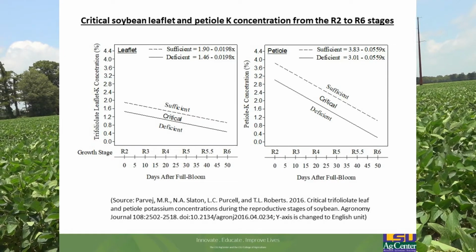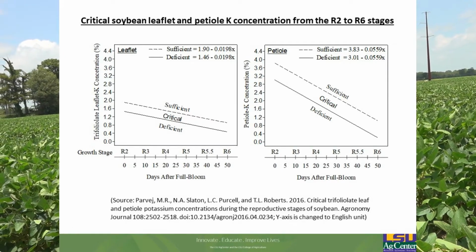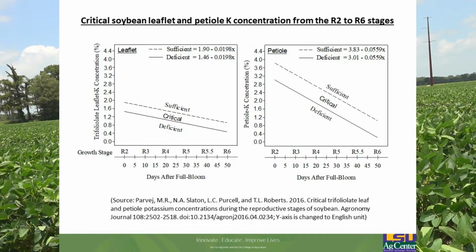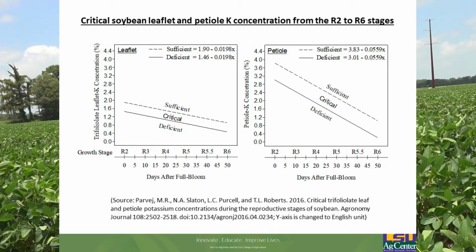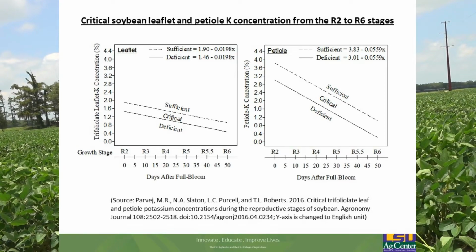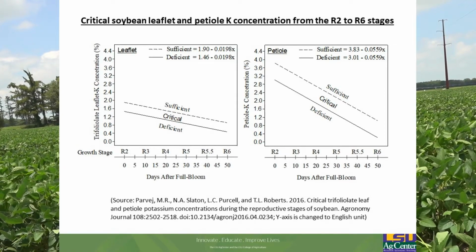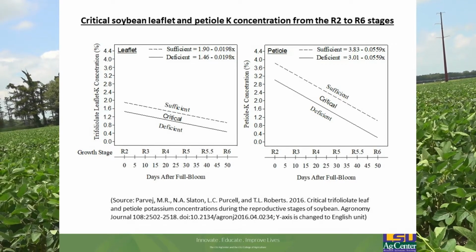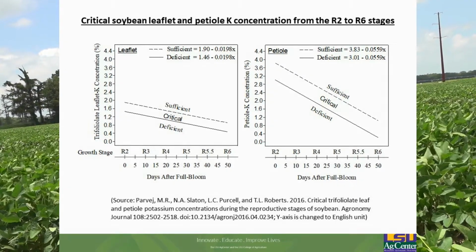The one thing you need to remember when collecting a tissue sample is to record the exact growth stage of that soybean plant and also the date. If you know when the flowering starts, if you know the dates, that would help interpret the potassium concentration of this tissue sample.